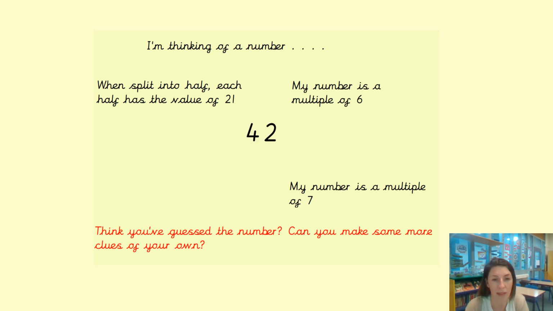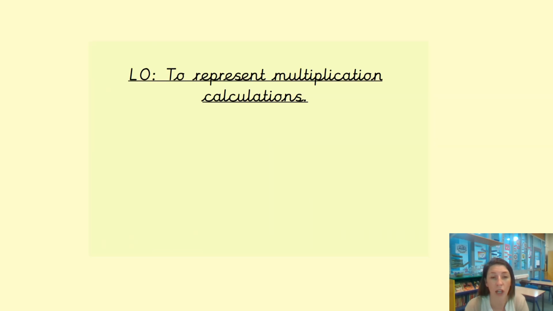Did you guess right? The number was 42. If you wrote any of your own clues, I'd love to know what they were. Today we are going to build up from yesterday's lesson and we're going to look at representing multiplication calculations. We've done lots of representing in our previous units, so I know that you'll be great at this already.